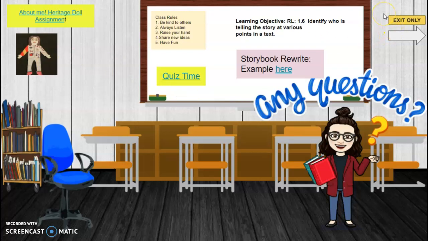And I also have an exit ticket that when you press the arrow that's right here under the exit only sign, it will lead you to the exit ticket. So here's my classroom, and that's just a quick rundown. I just wanted to go ahead and give you a video so you can help you find the two main things, which is the heritage doll assignment and the story rewrite example, which is right here.